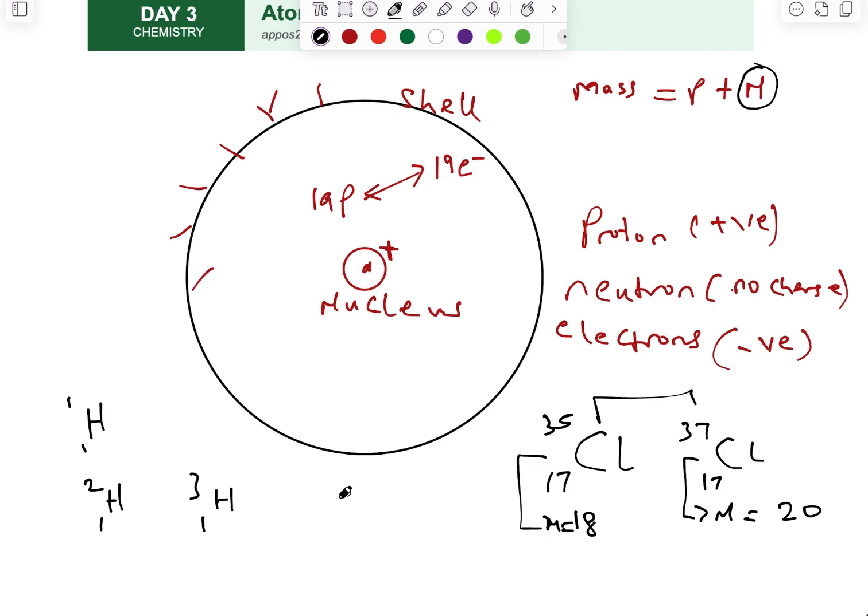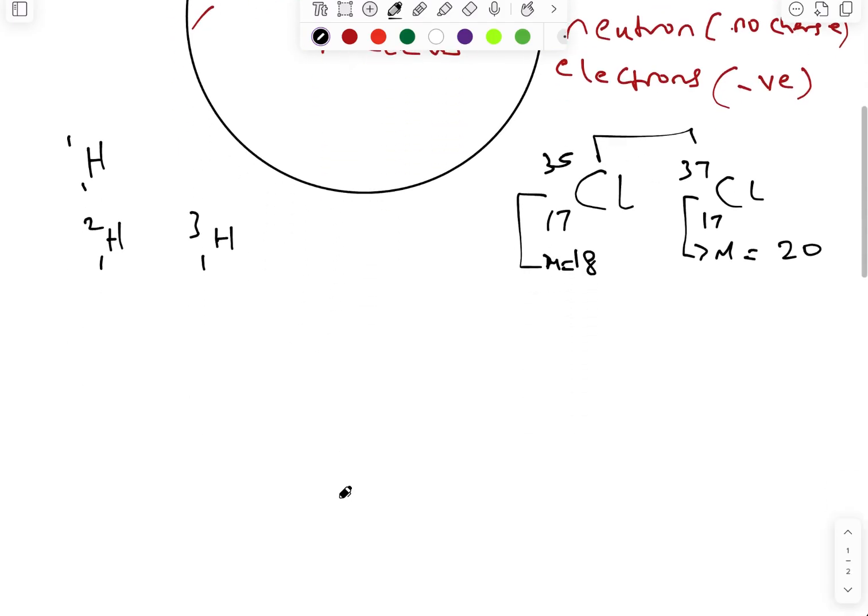Now, let's go further in this whole thing. The shells, like I said, most times elements don't have just one shell. We'll talk about this more when we discuss the periodic table. If they have more than one shell, there's a way we arrange electrons in these shells.